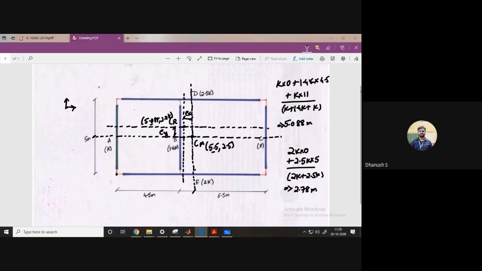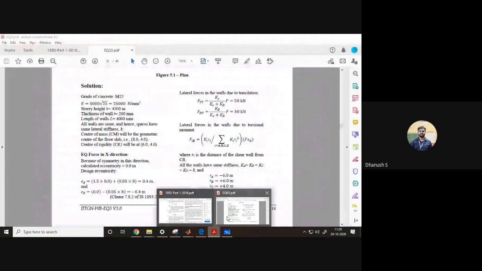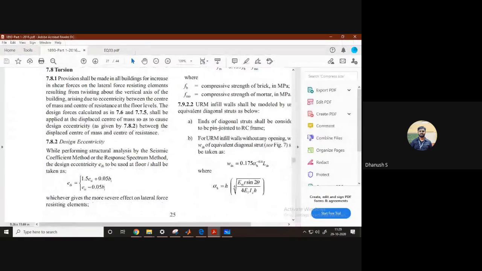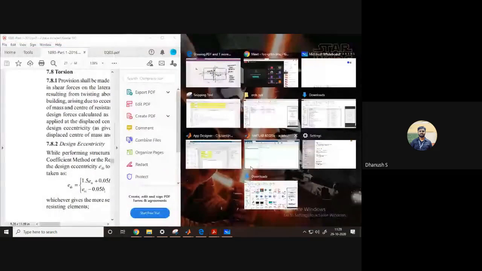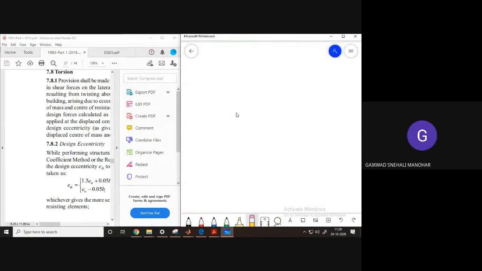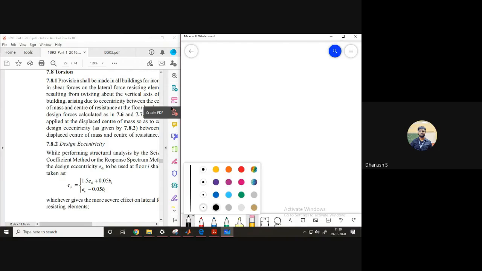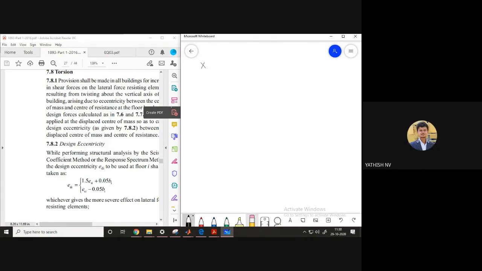Okay, what is the next step after finding out eccentricity? Force. We can open the code book. Okay, so in the code book, what does the clause state? For torsion, once you have found out static eccentricity, you will have to find out design eccentricity. Correct? So for design eccentricity, there are 2 formulas. What are the 2 formulas? 1.5 into static eccentricity plus 0.05 into B, where B is the perpendicular distance. First we'll solve it in one direction. Okay, so which direction do you want to solve first? We'll do x first. X direction. Yes, sir. Okay, one second.